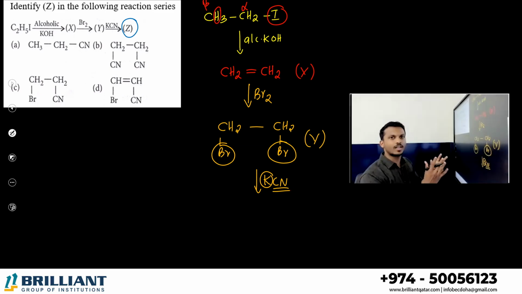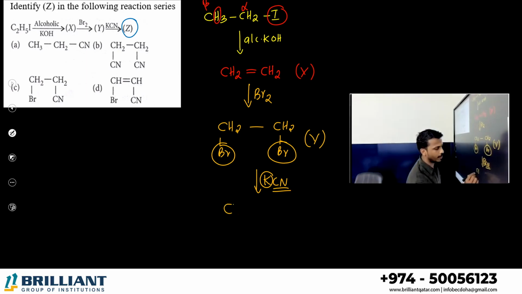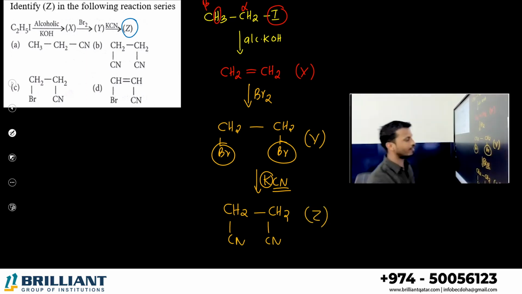So 2 bromines are there. Both of the bromines can be replaced by cyanide. So your product will be CH2CH2 with CN, CN. This is your compound Z. So identify where is Z. That is option B. Sorry. Okay. So B is the final answer.